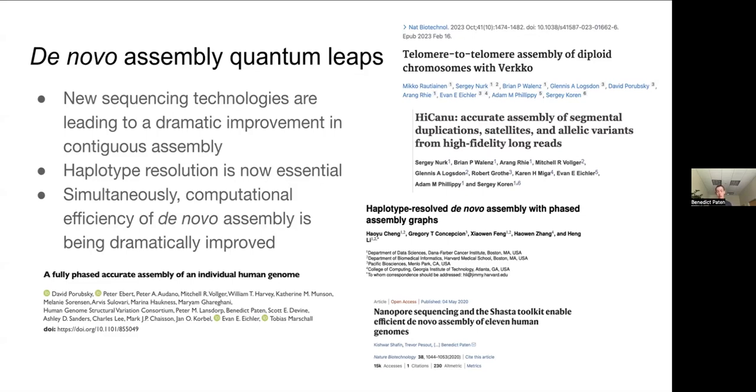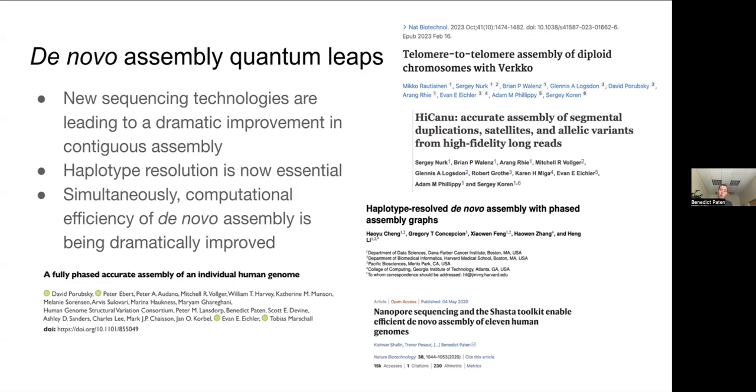That's been the tradition for a very, very long time. But actually now in de novo assembly, it is essential if we want to get the genome right that we resolve the different haplotypes, because they are structurally different and they cannot be mushed together without creating assembly errors, essentially.